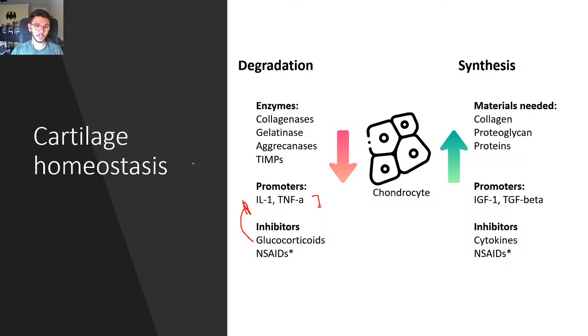They require material. Promoters of degradation are inflammatory, so that's your IL-1, TNF-alpha cytokines, whereas promoters of synthesis are growth factors. So that's what the GF stands for. So IGF-1, TGF-beta. Inhibitors, you have glucocorticoids, they prevent degradation, and this is because they stop the inflammation and they target the cells which cause the inflammation and the degradation, whereas cytokines promote degradation and thereby inhibit synthesis.